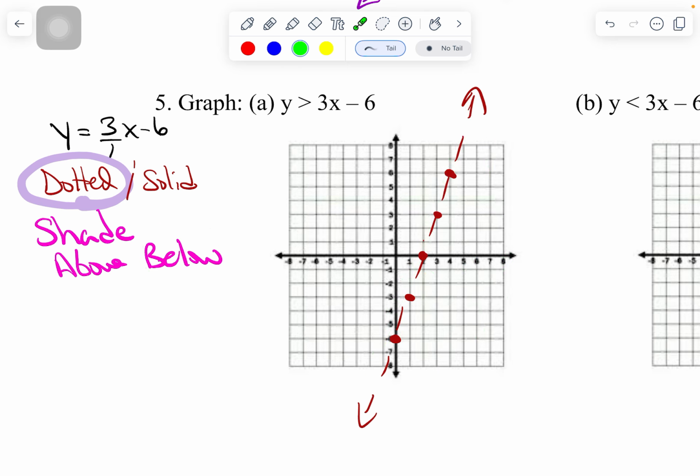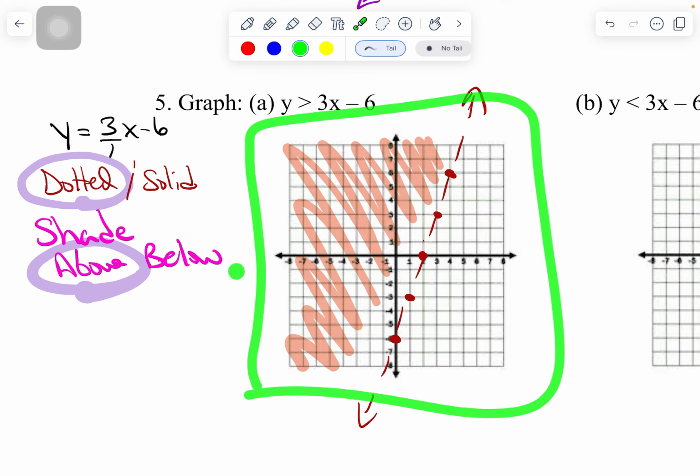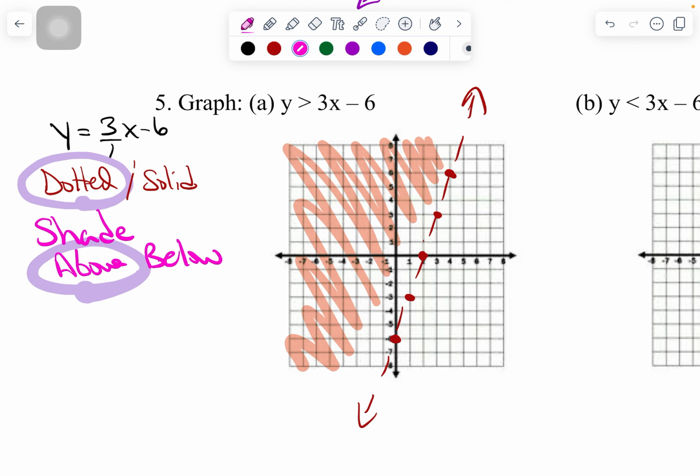So for this particular inequality, we have a greater than. So that means that we are going to be shading above our boundary line. So from the boundary line here, this dotted line, right, pick your color of choice and shade above it. All right, that's it for number 5. And this stuff off to the side here, this is more notes to help you get the graph. You don't have to write these out, okay?